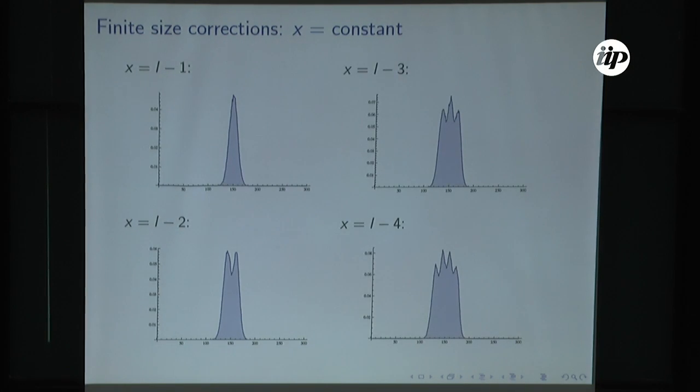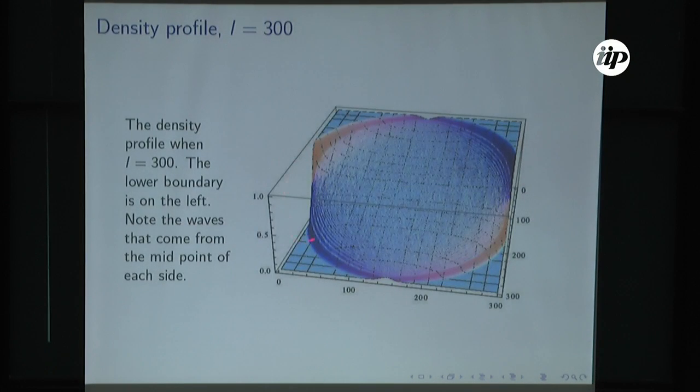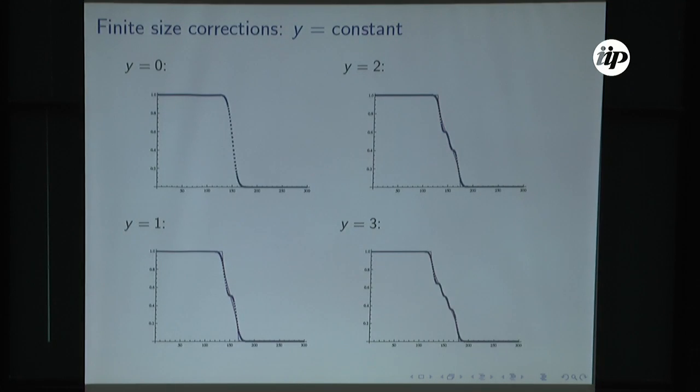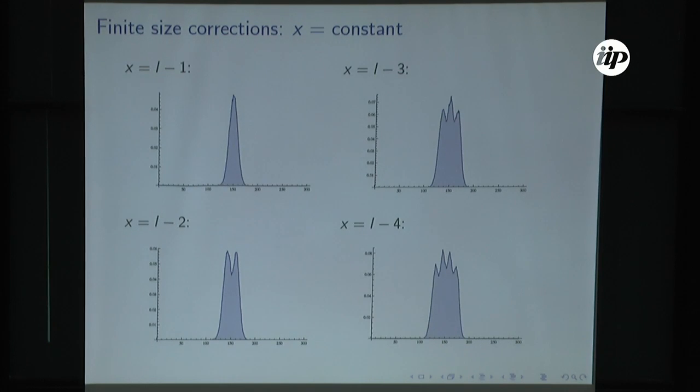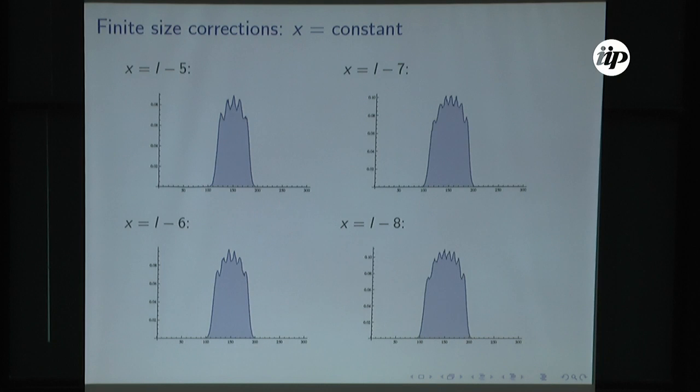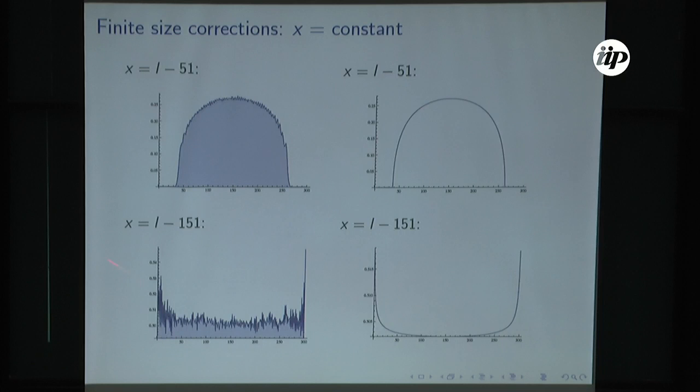So that was this point here. Now we'll consider this point, the right boundary. This is the profile exactly on the right boundary when x equals L minus 1. This is one peak, and there are two peaks, three peaks, four peaks, and so on as we move away from the boundary. And this pattern continues as well. When we have five, six, seven, eight steps, we see the same number of peaks. At 51, I will count probably 51 peaks here.